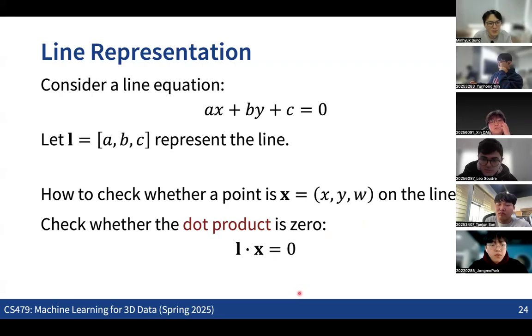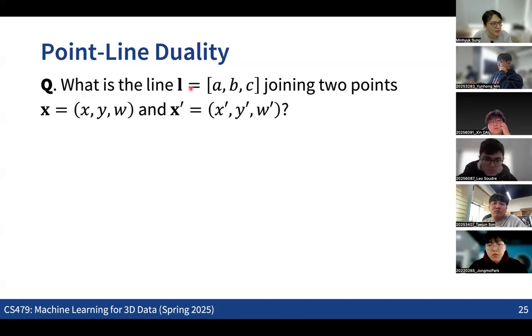Based on this, now let's think about finding a line which is passing through two points. How can you find such a line? We just know that if the point is on the line, then the dot product between these two should be zero. So based on this information, can you find a line which is passing through the two points?